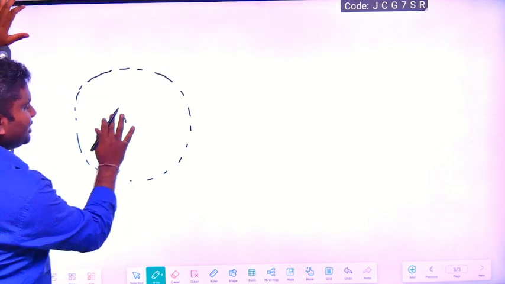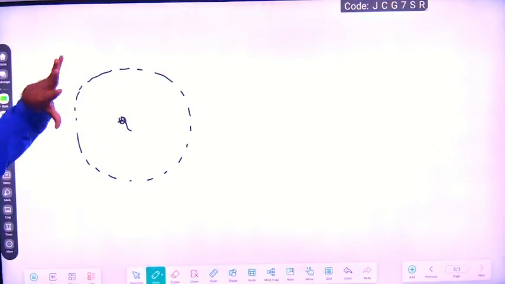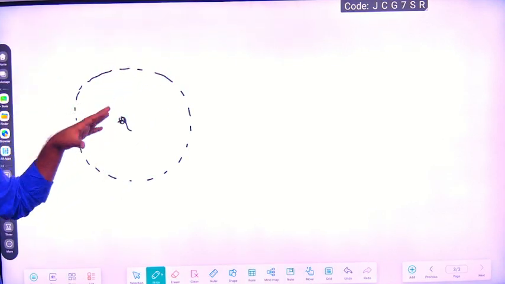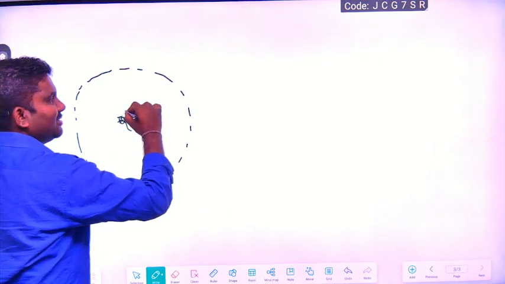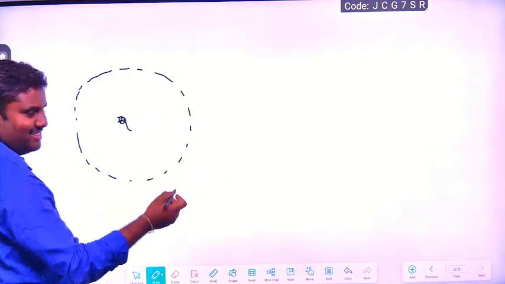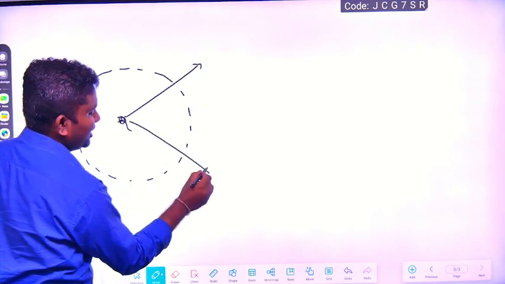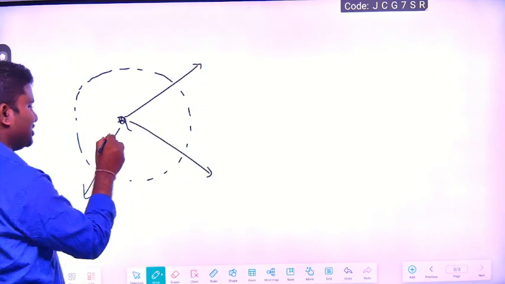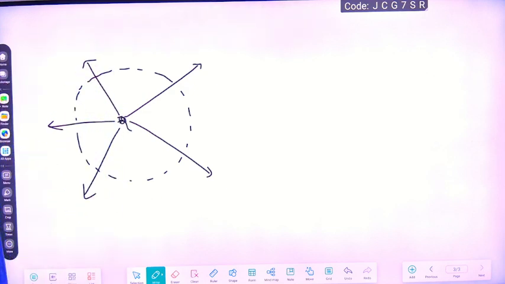For example, here one charge is there, and this is some field. How will the field be from the charge? What will be the direction of the field? Field lines will always originate from the positive charge. Very nice. You see?